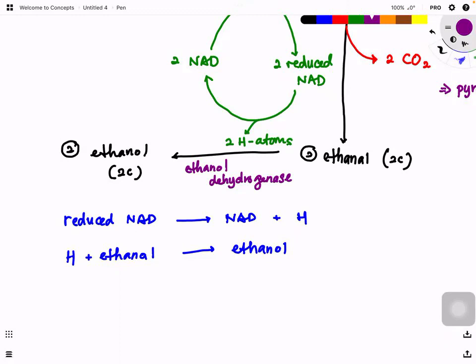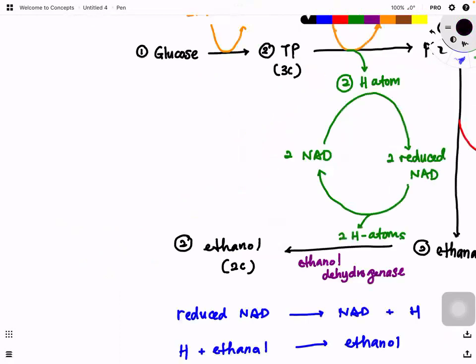And to be careful, these reactions are irreversible. It means that you won't be able to reverse the ethanol back to ethanal and then back to the pyruvate. Are you clear? So whatever energy is stored in this ethanol, the yeast cannot metabolize it. So this ethanol will accumulate.